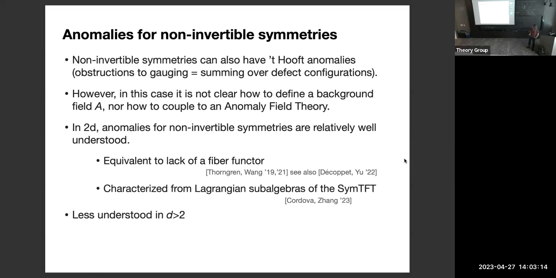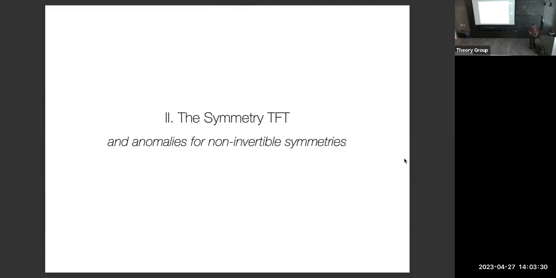So that's really interesting. And I'm interested to understand how these stories can be generalized to higher dimensions. The general statement as it stands, though, is that anomalies for non-invertible symmetries are much less understood in dimensions greater than 2. And so we might be especially interested in exploring if there's something definitive we can say in higher dimensions. And so that's what I want to talk about. And like I said at the beginning, the tool I'm going to use is this D+1 dimensional topological quantum field theory known as the Symmetry TFT. And so now I'll describe what this object is and why it's useful and how we'll use it.